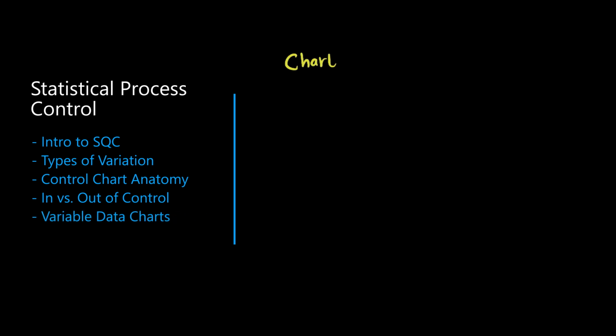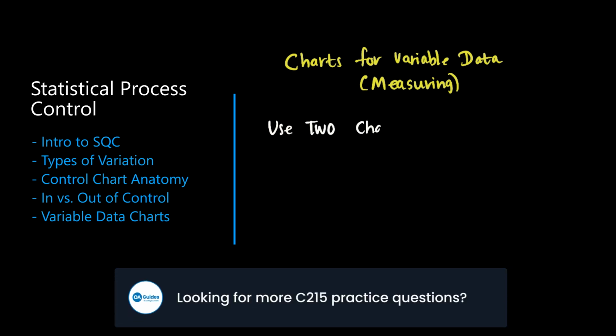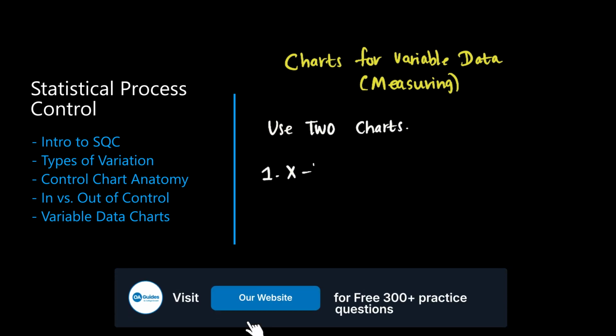There are different control charts for different types of data. This is a huge topic on the exam. You need to know which chart to use when. The first type of data is variable data. These are things you can measure on a continuous scale like weight, length, temperature, or time.